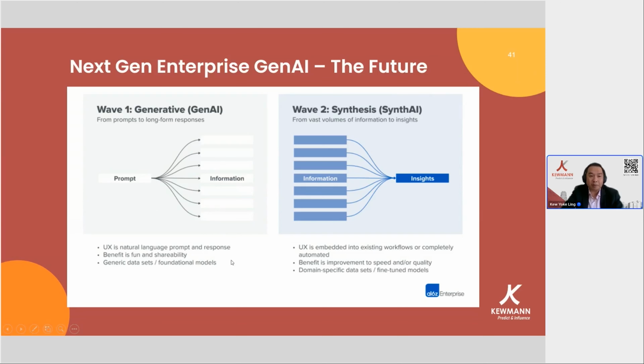So those are well and good, first wave for fun, for shareability, and so forth. Now, wave two is generative AI in synthesis, right? You will synthesize the information, you collect the information, and they will produce the insights. So it will be built into your workflow and embedded into it. That will be very powerful, right? So the benefit is really to improve the speed and also the quality. And it is really domain-specific information.